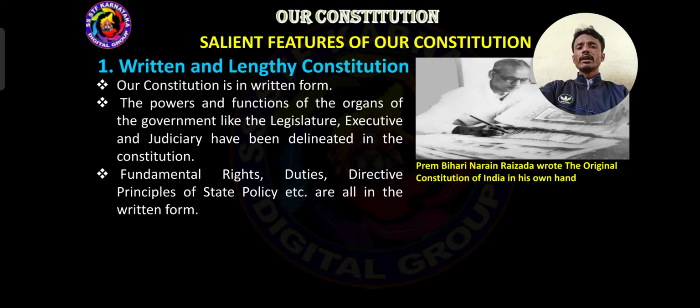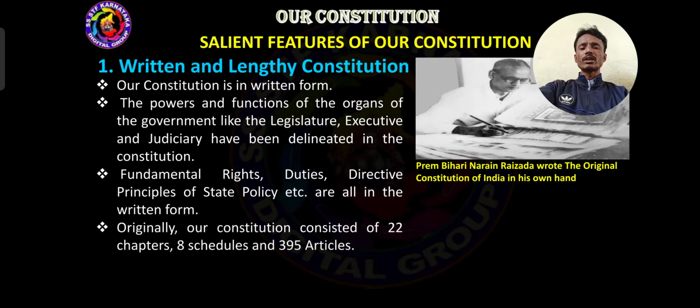Got it? First important, written and lengthy Constitution. Originally our Constitution consists of 22 chapters, 8 schedules and 395 articles.